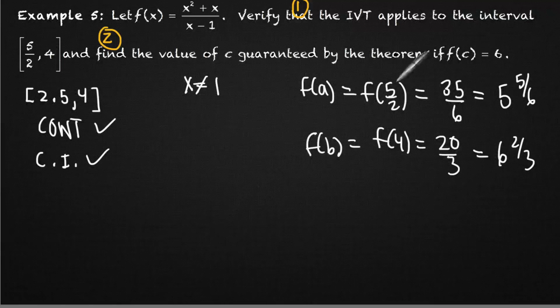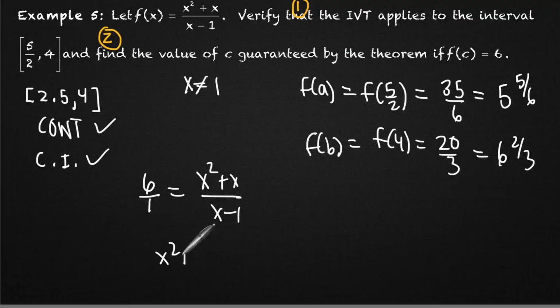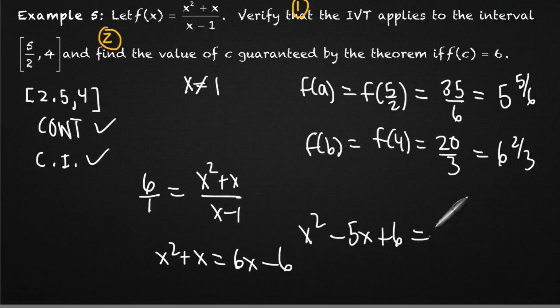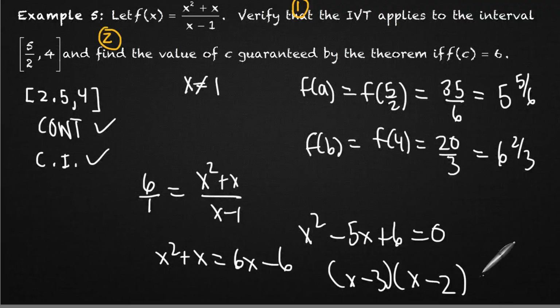So the question now is, how do we find that value? We're going to set 6 equal to our function and see if we can solve for x. So we're going to cross multiply: x squared plus x equals 6 times x minus 6. So x squared minus 5x plus 6 equals 0, and we factor that into x minus 3 and x minus 2. Set them both equal to 0. Get x equals 2, x equals 3.